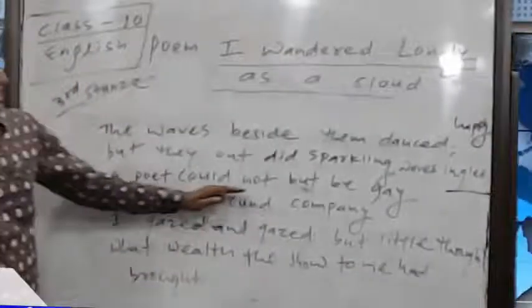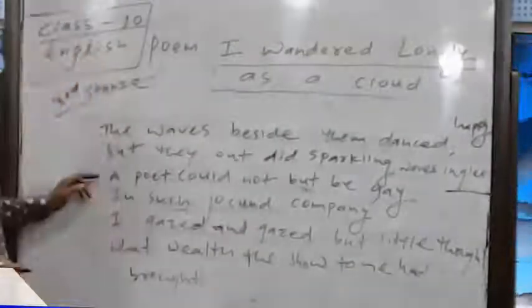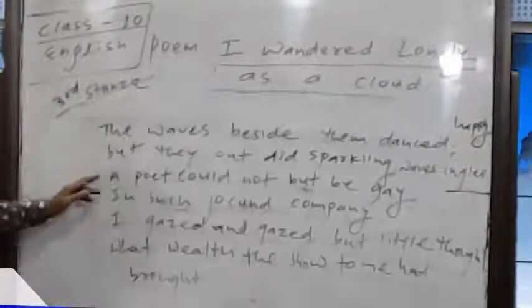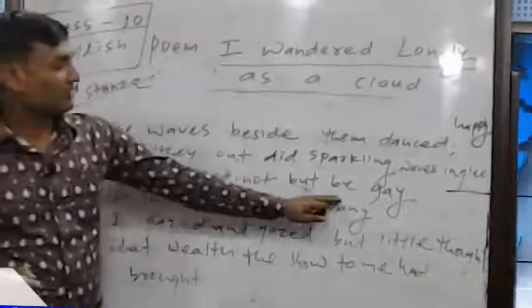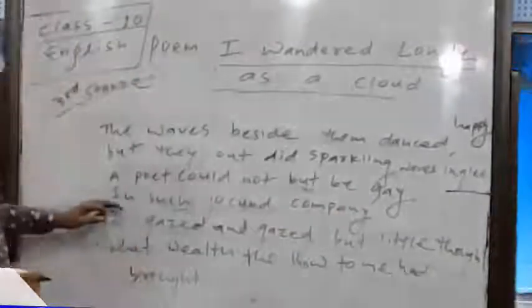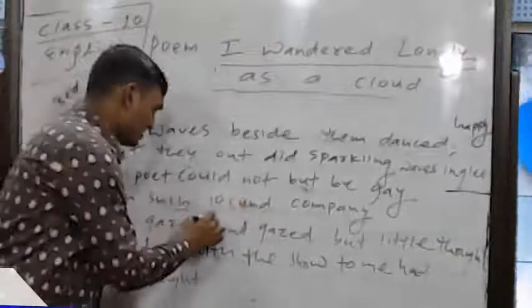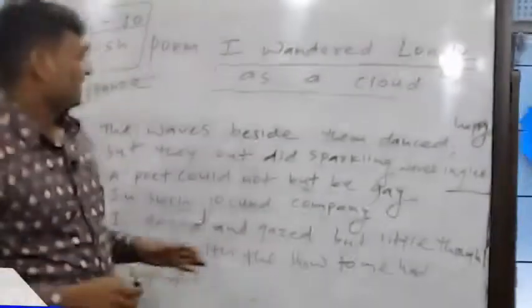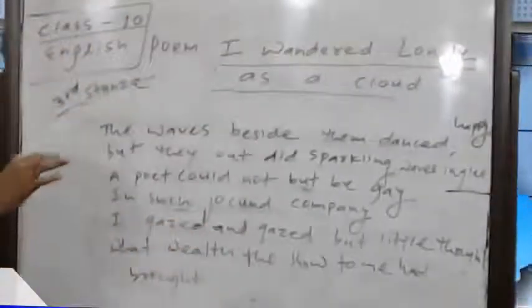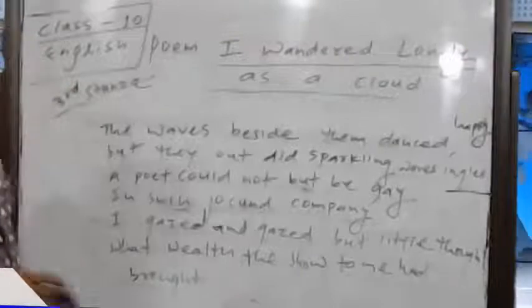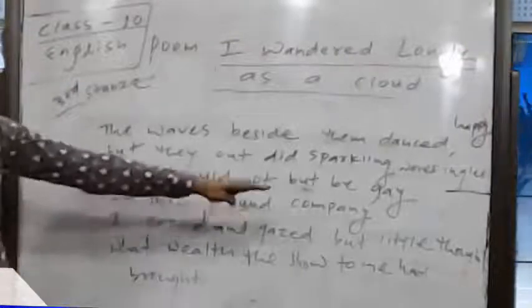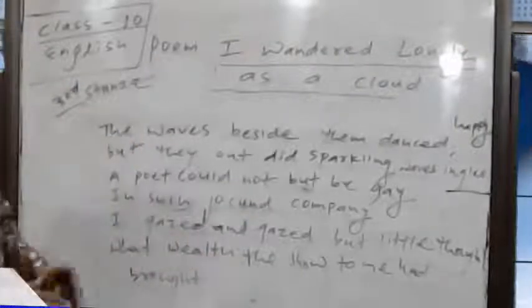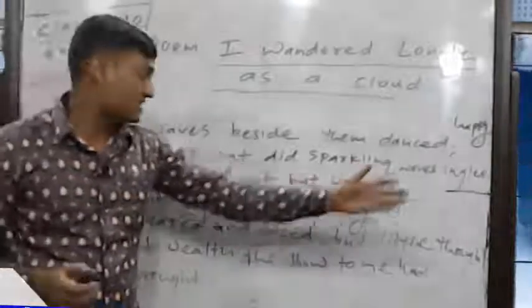A poet could not but be gay. It means the poet here is William Wordsworth. He also could not but be gay. Gay means also khush, in such a jocund company. It means all the daffodils; jocund company means cheerful company. And when the poet and his sister saw the cheerful company, all the daffodils were sparkling, dancing, moving.